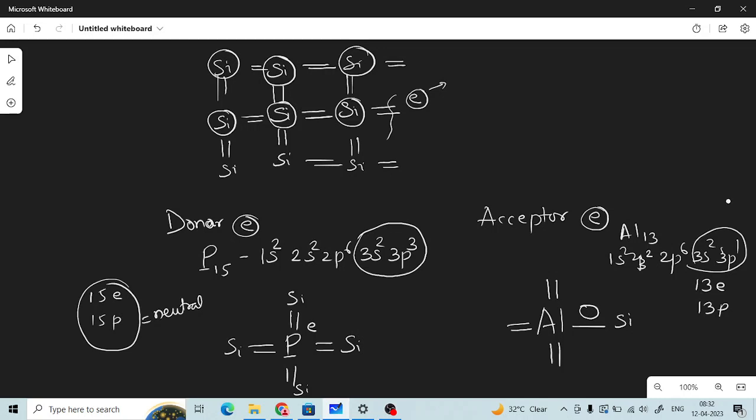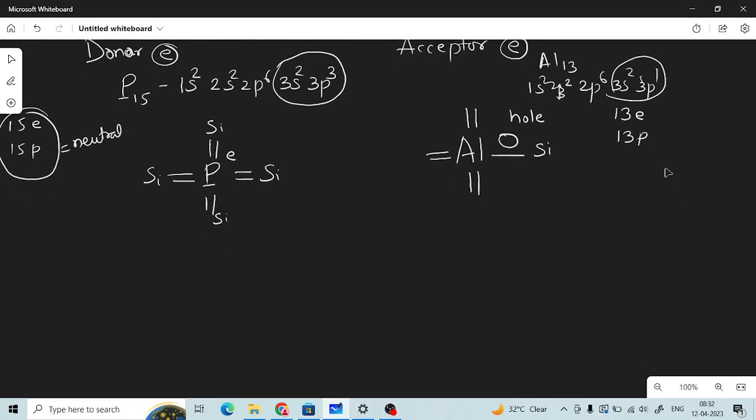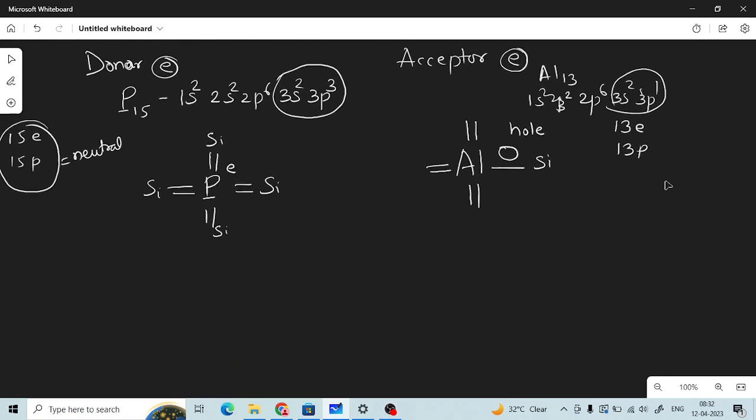There is no charge on the aluminum. Now this vacancy is named a hole, but there is no hole as such. There is only a vacancy, a space where the electron is absent. So it is the absence of an electron.